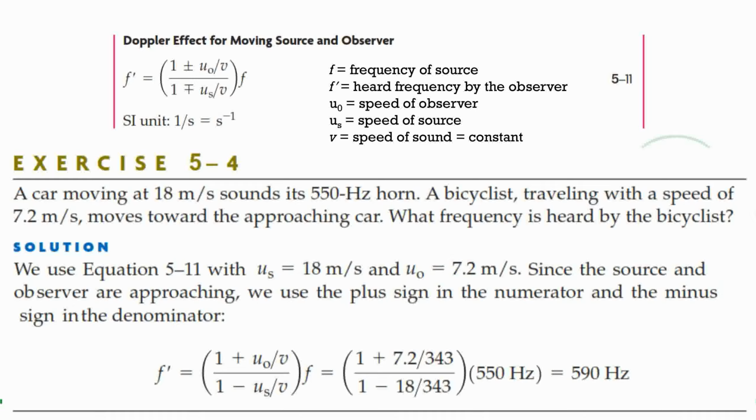Oh, I get it. Plus on top adds speed, minus on bottom shrinks the divider. Both make the final number huge. You got it. That bumps the heard frequency all the way up to 590 Hz.